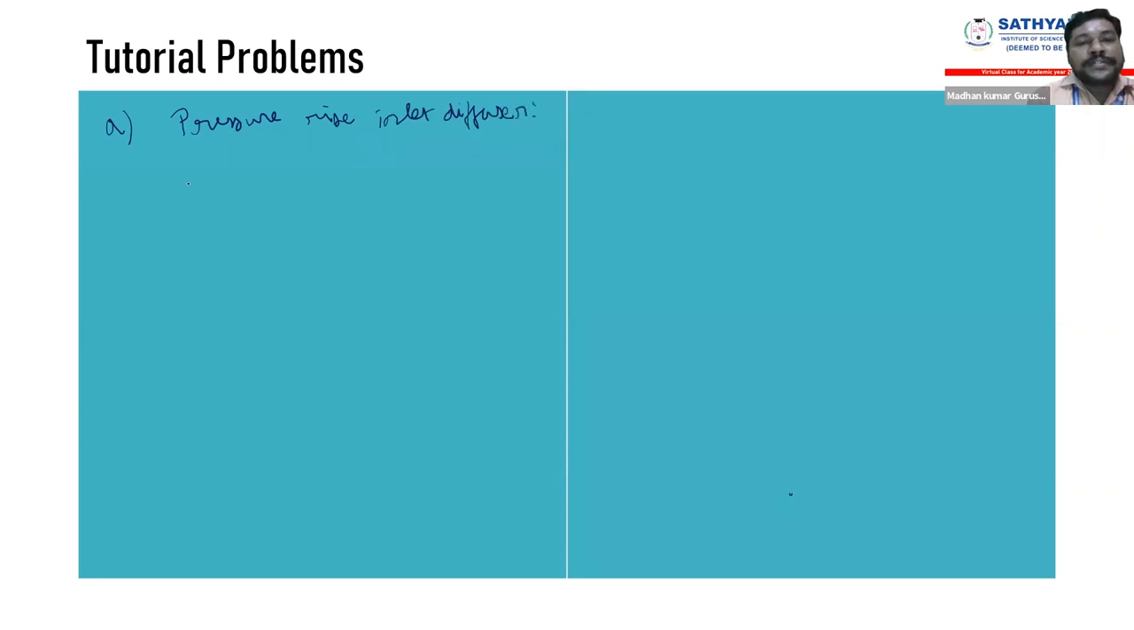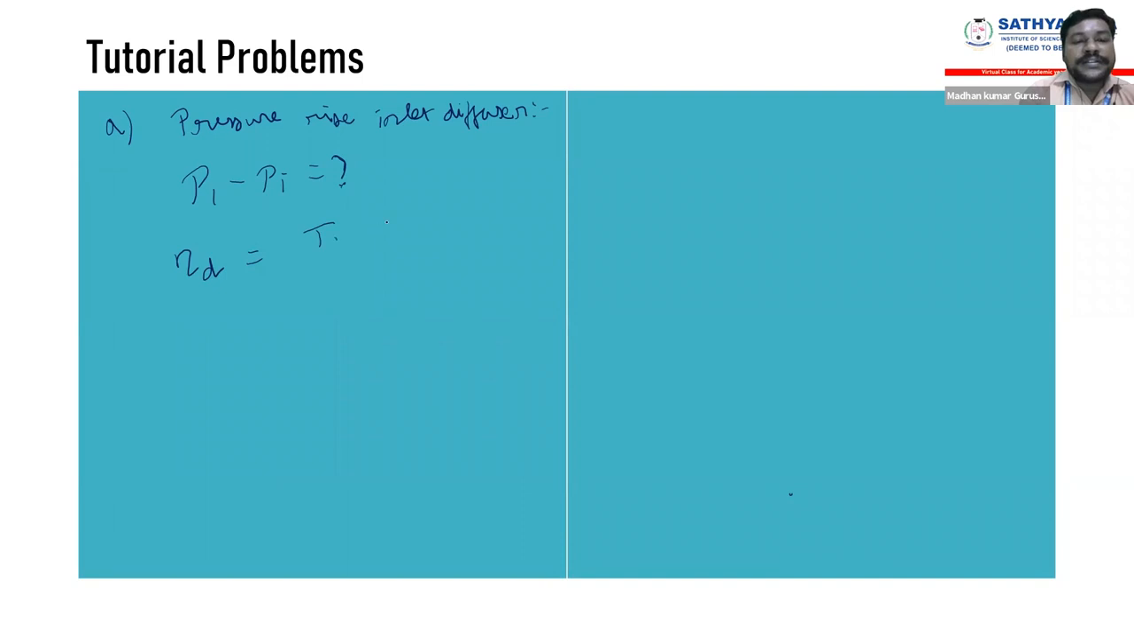So in this, you have to find P1 minus PA. So you know PA, but you have to find P1 only. Where did you find the value of P1? From the diffuser efficiency formula, right? So what is your diffuser efficiency formula?